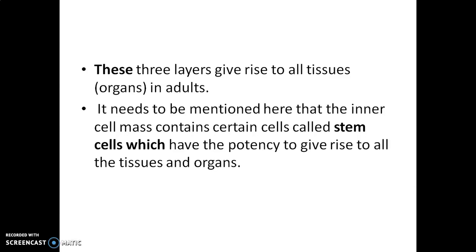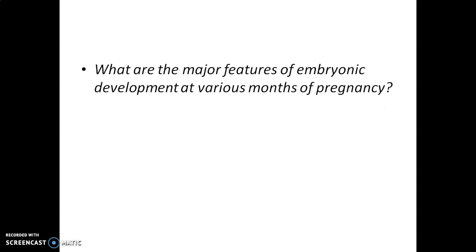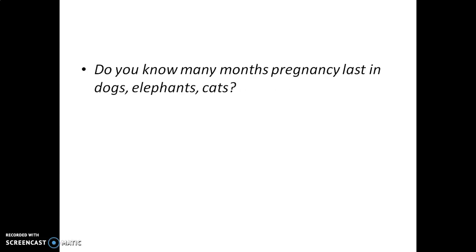Nowadays, during the time of parturition, we are collecting stem cells and we are having stem cell banks, the same as blood banks. In future, if any part of any organ of the child gets damaged or any abnormality happens to any part of the child, from that preserved stem cell it is possible to produce the organ. So, what are the major features of embryonic development at various months of pregnancy?